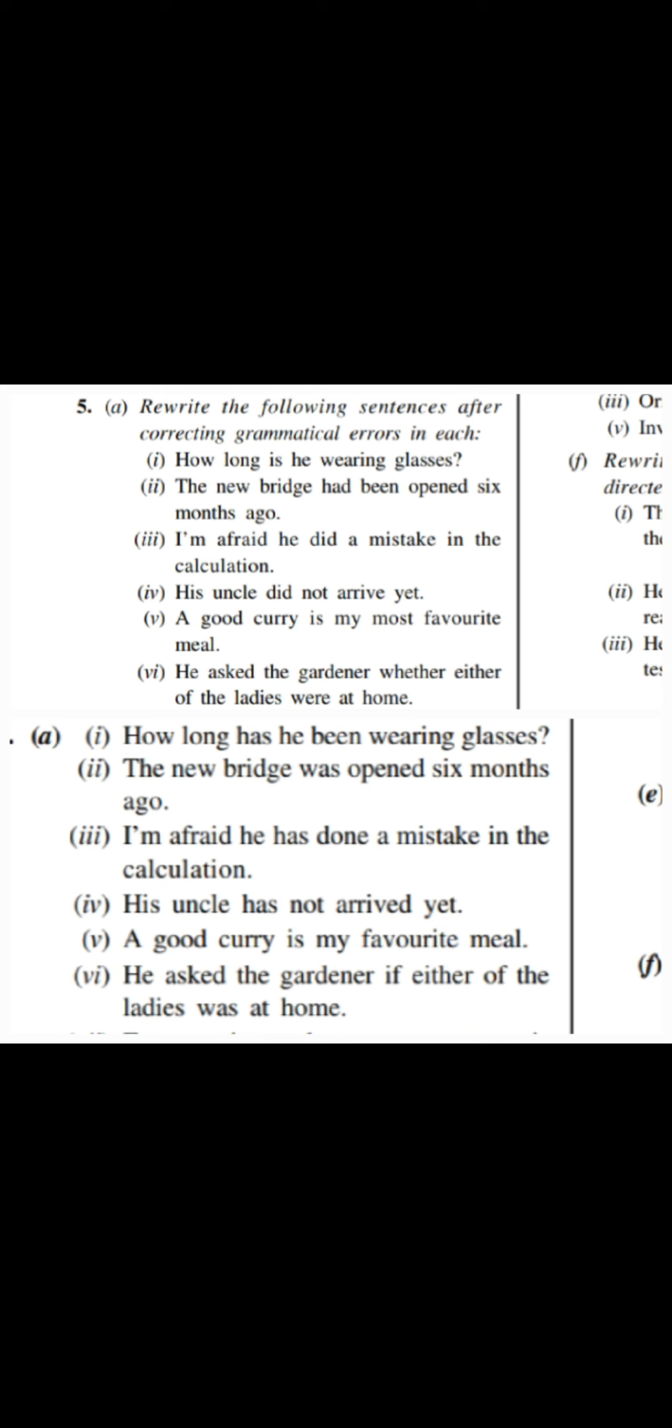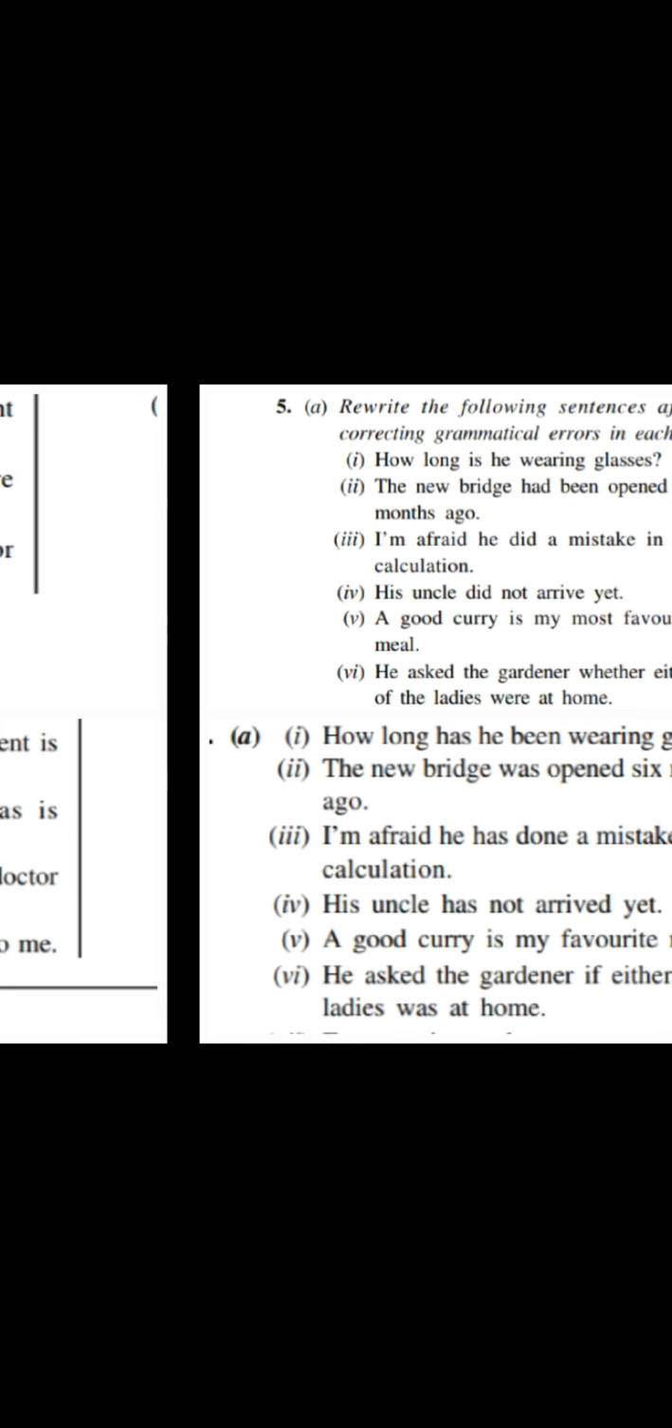Okay. Then the sixth one, he asked the gardener whether either of the ladies were at home. So in this, you have to be careful for two things. Number one, he asked the gardener, the "whether" is replaced by "if". So he asked the gardener if either of the ladies was at home, because "were" is replaced by "was" as we are speaking of one lady. So if either of the ladies was at home, you're speaking of two ladies, or however many, but "if either of the ladies was at home" is the correct tense to be put there.